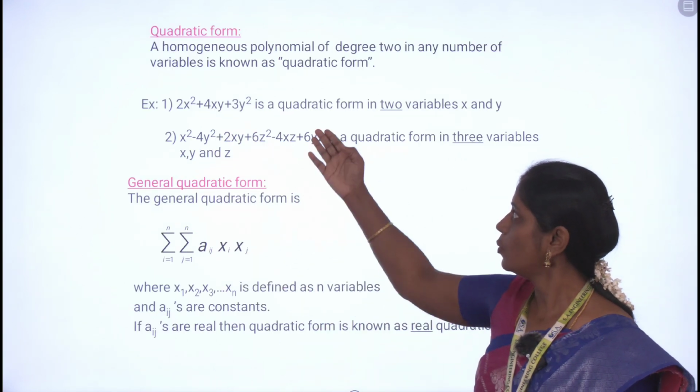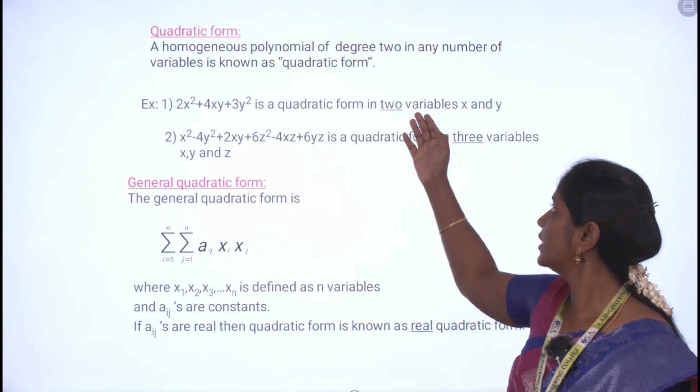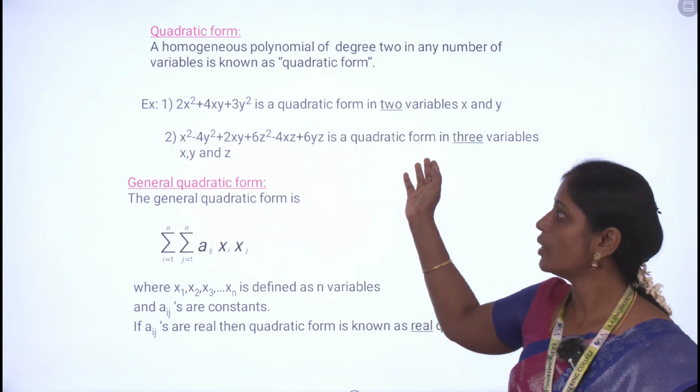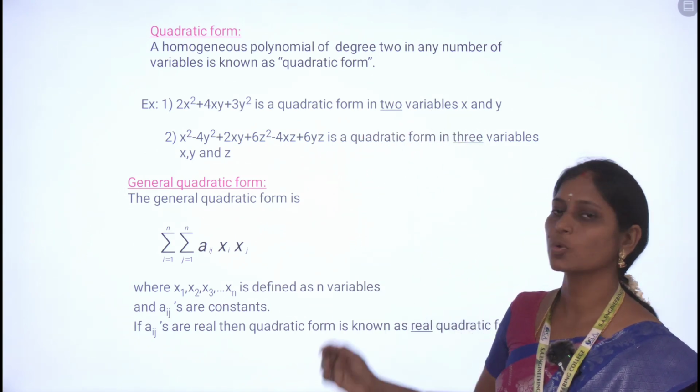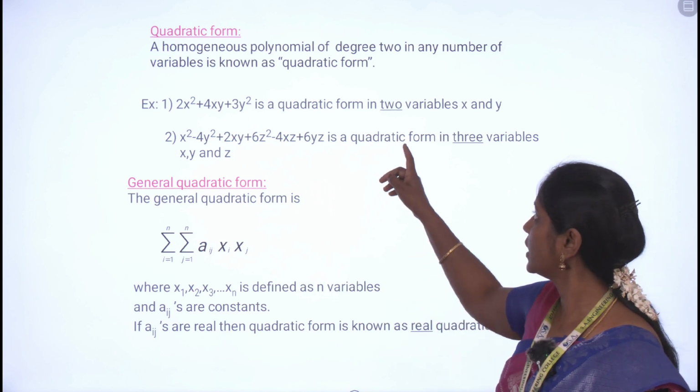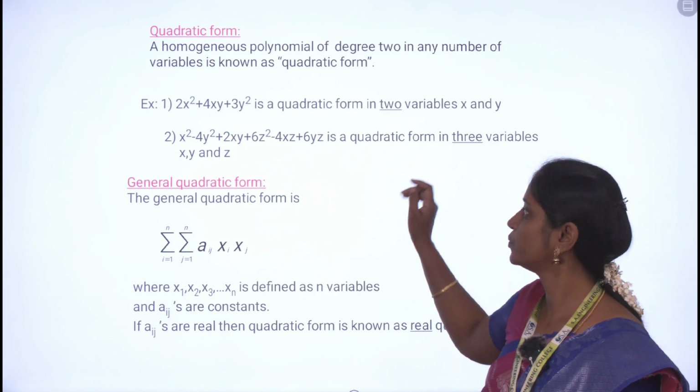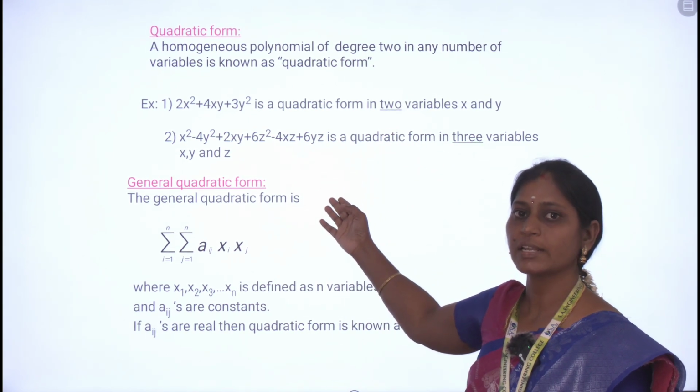Quadratic form: a homogeneous polynomial of degree 2 in any number of variables is known as a quadratic form. We have to note that it should be of degree 2. Some examples are given here.